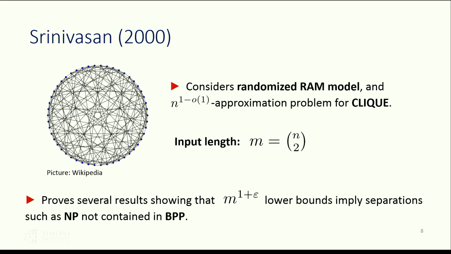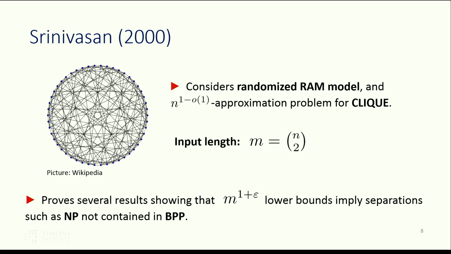This is the heuristic argument for why magnification is good in the sense of natural properties. Now let me tell you a bit about what has been said in this direction of magnification, sometimes using different names, but the results all have the same spirit. To my understanding, the first theorem stated in this language of magnification is this one by Srinivasan from 2000. He looks at the clique problem on undirected graphs, so the input length is n choose 2.